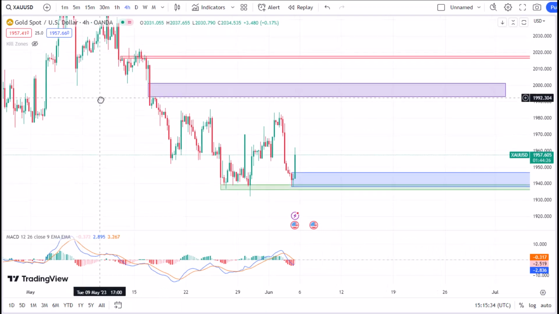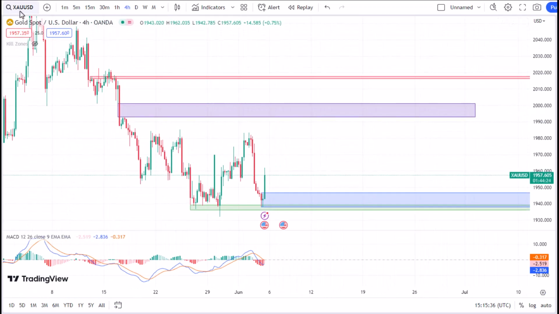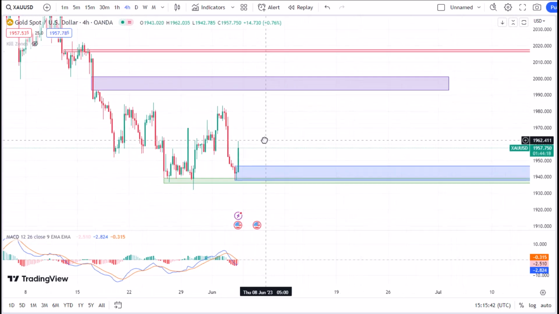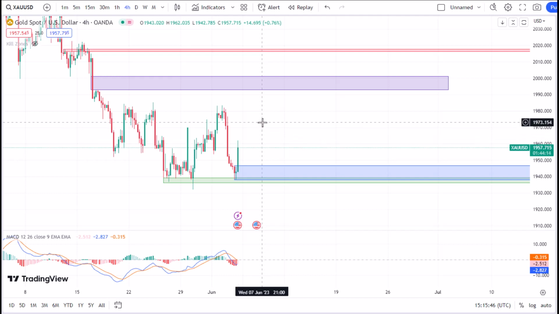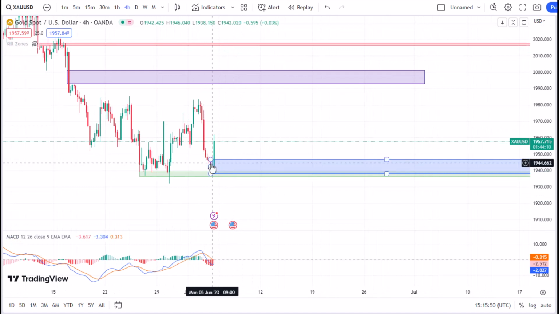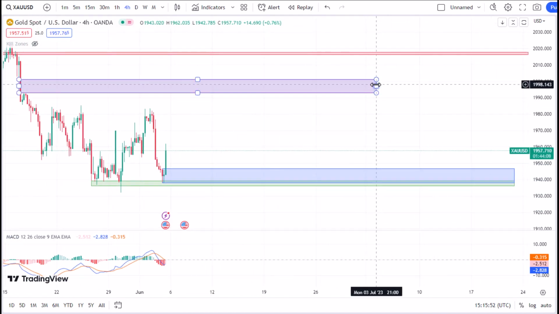Okay, now that we are on the chart, as you can see, we are on XAUUSD, gold per US dollar, on the 4-hour time frame, and I have pre-drawn some zones for you. Hopefully we can make a really good setup out of this. This blue area, as always, is our trading area.